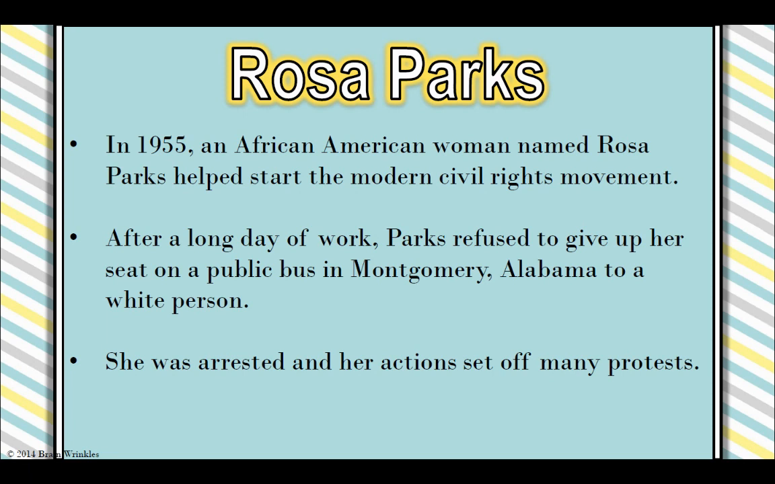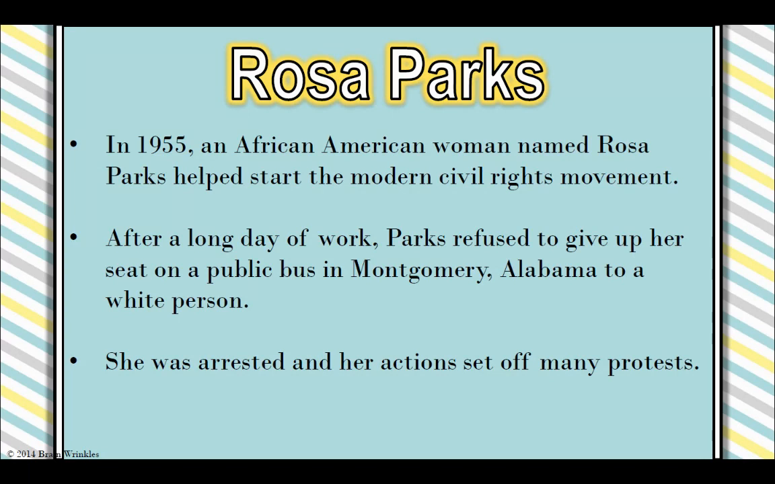Okay, so now we've got one of the most famous activists in the civil rights movement, and it's Rosa Parks. Okay, the cojones on this woman baffles me. Okay, in 1955, an African American woman named Rosa Parks helped start the modern civil rights movement. So after a long day of work, Parks refused to give up her seat on a public bus in Montgomery, Alabama, to a white person.